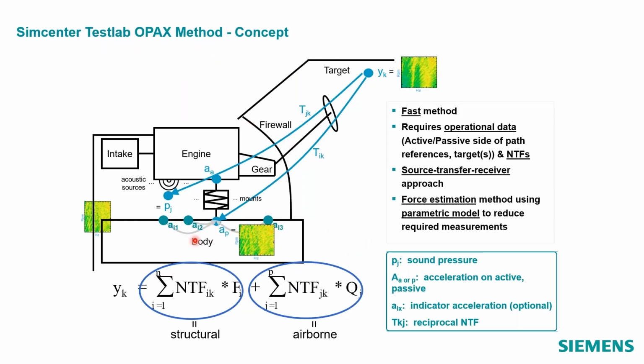But minimally, you need the FRF from the passive side of the path to your targets. And then you need operational data on the passive side and possibly operational data on the active side. But the only FRF we need minimally is the path FRF. Compared to matrix inversion, where you need a much larger matrix of FRFs, here we just need the FRFs from the paths to the targets. So it's a lot quicker.